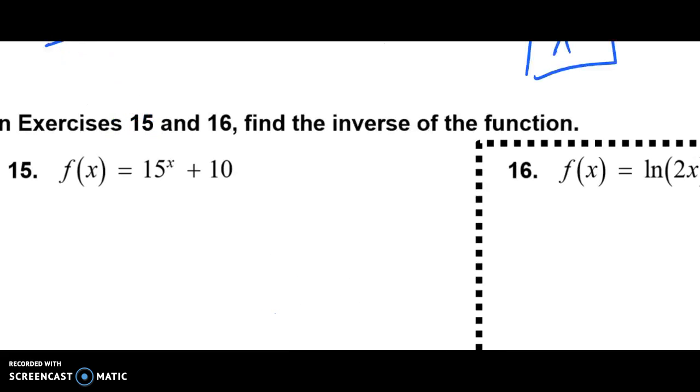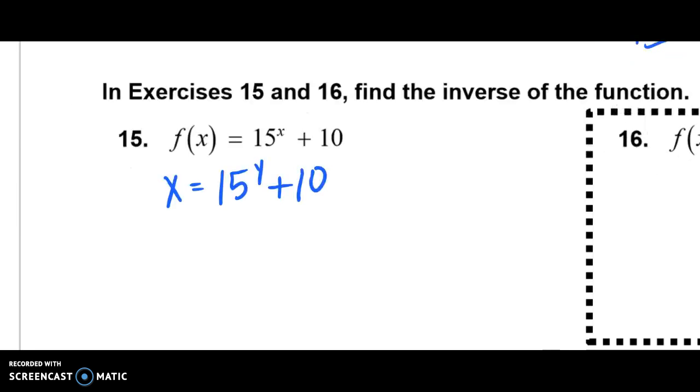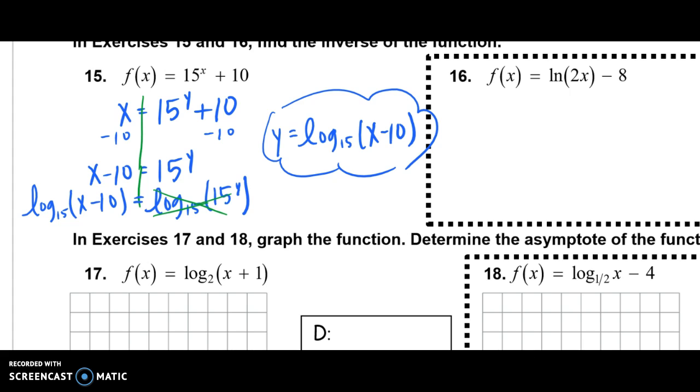For number 15 and 16, we need to find the inverse of the function. So for that, remember we swap the x and the y's, then we solve for y. In order to get y by itself, first we need to subtract 10 from both sides. Now we need to get rid of this base 15. So remember, the opposite of this would be to take the log base 15. So log base 15 and base 15 are going to cancel each other out. So on this side, we're just left with y. So this would be our final answer.